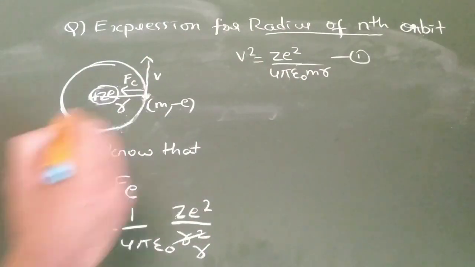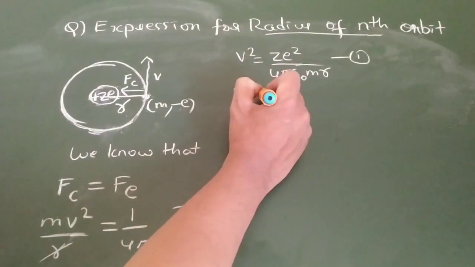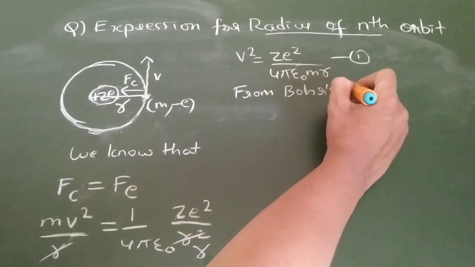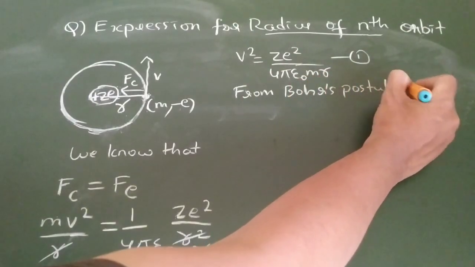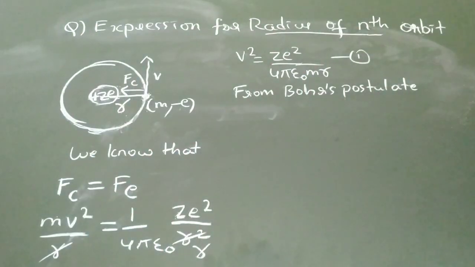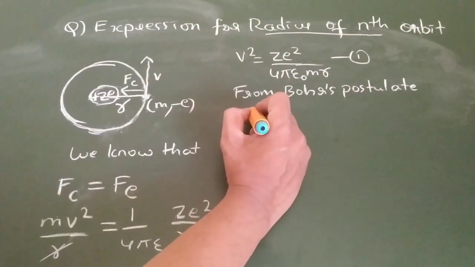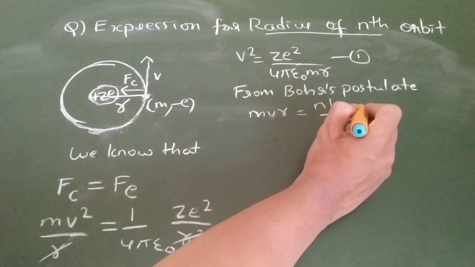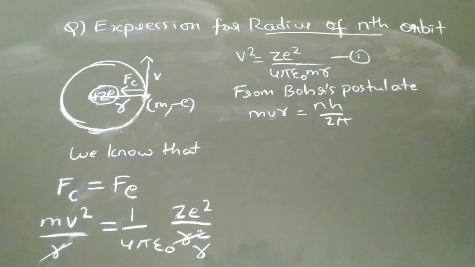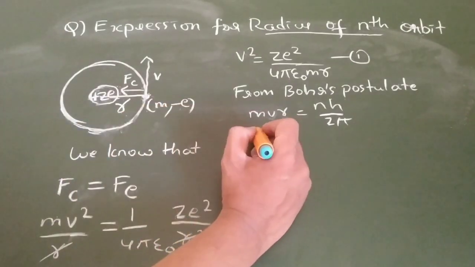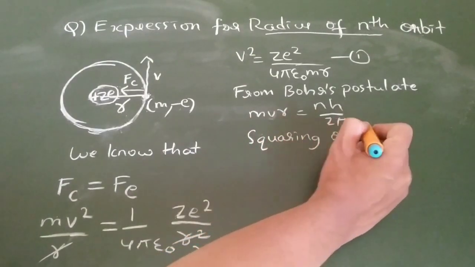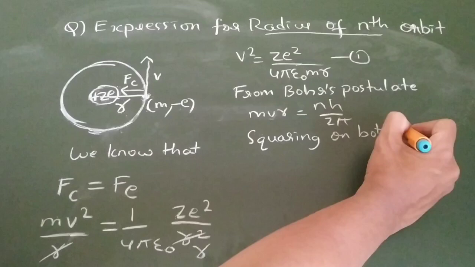Okay, again from Bohr's postulate, I can write that mvr is equal to nh by 2 pi. Okay, nh by 2 pi. So what I'm going to make over is one mathematical trick. I will square this equation, squaring on both sides.